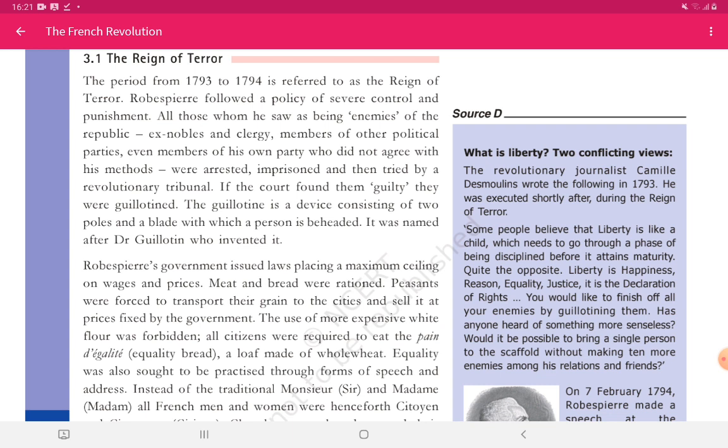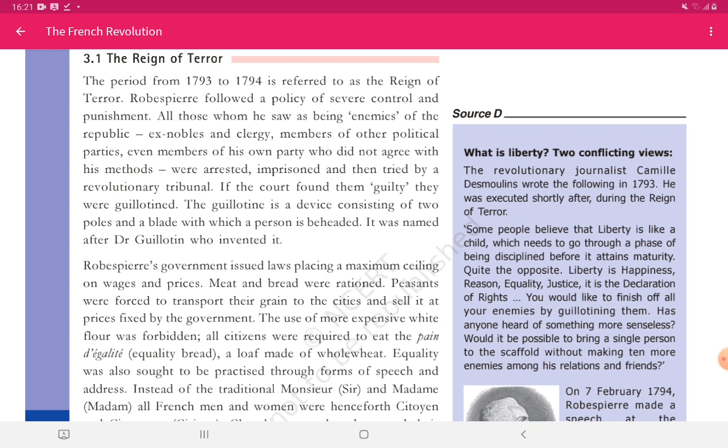Peasants were forced to transport their grain to cities and sell it at prices fixed by the government so that everyone could get it. But here also the poor had no advantage. The use of more expensive white flour was forbidden and all citizens were required to eat the pain d'égalité, that is equality bread, a loaf made of whole wheat.